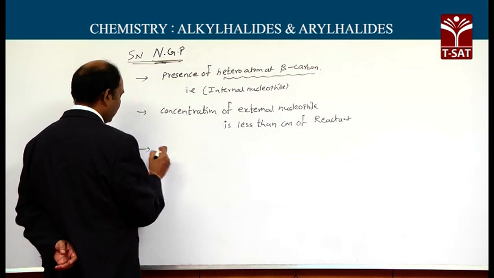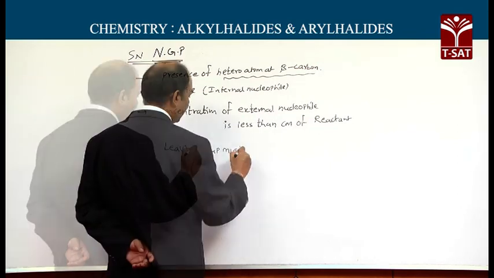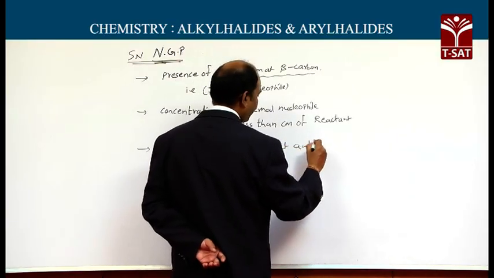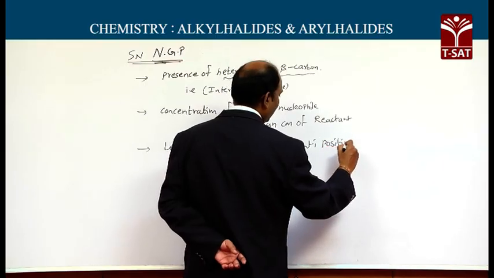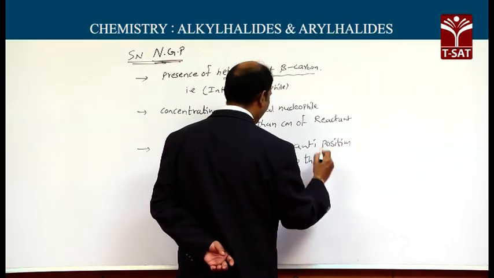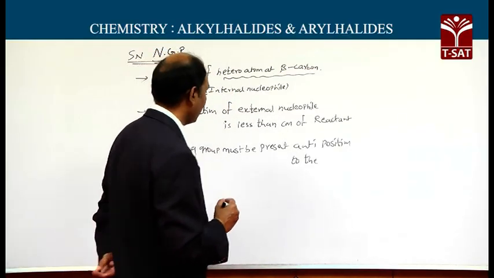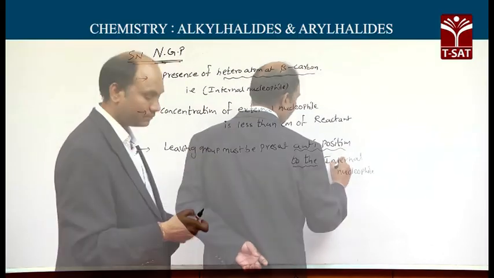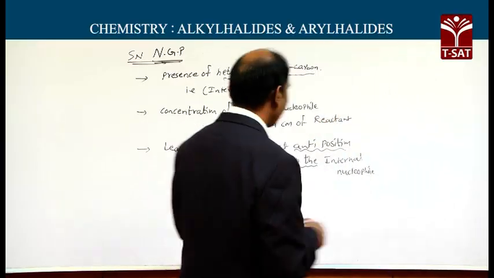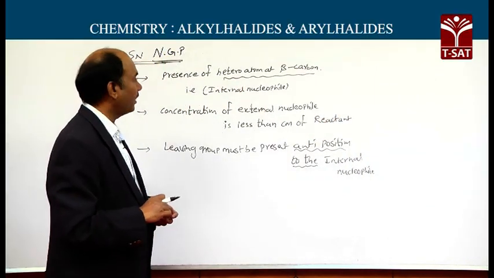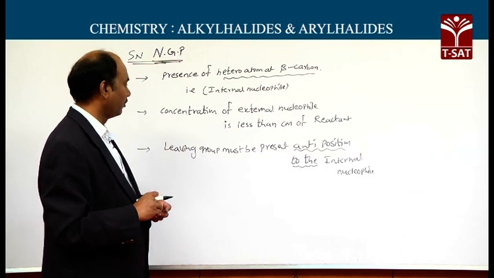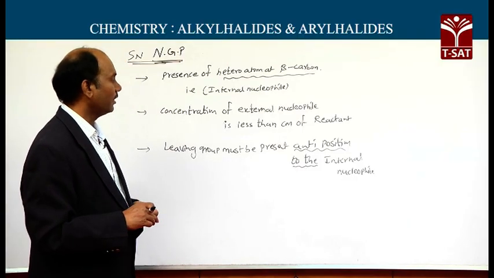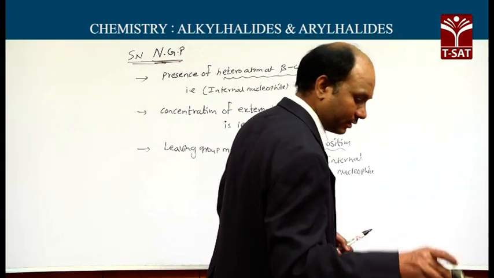And one more condition: the leaving group must be present anti-position to the internal nucleophile. So in this reaction, neighboring group participation, the presence of a heteroatom at the beta carbon is required, the concentration of external nucleophile is less than the concentration of reactant, and the leaving group must be present anti-position to the internal nucleophile. Now, let us discuss examples.